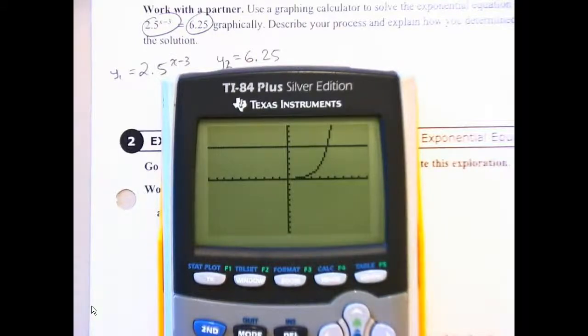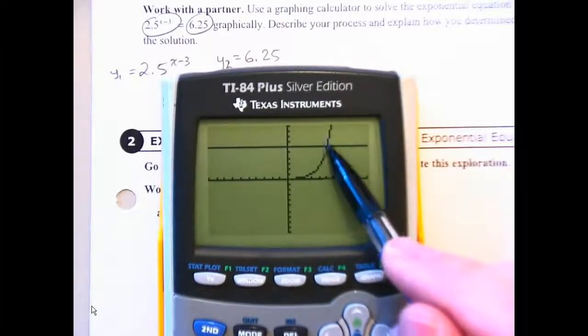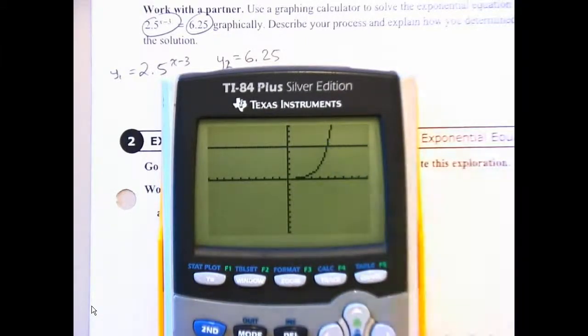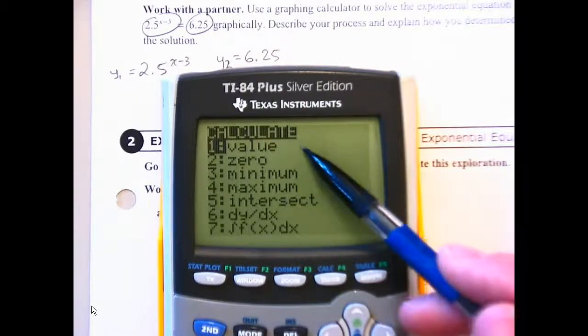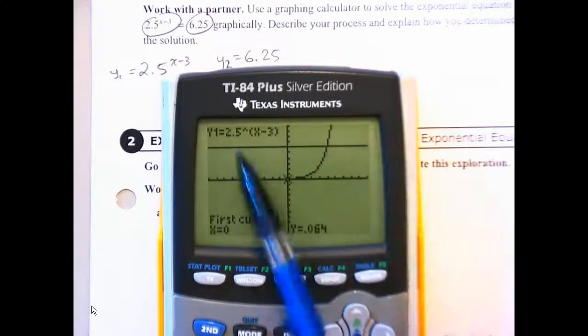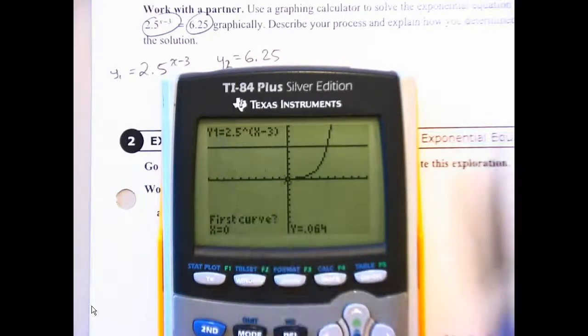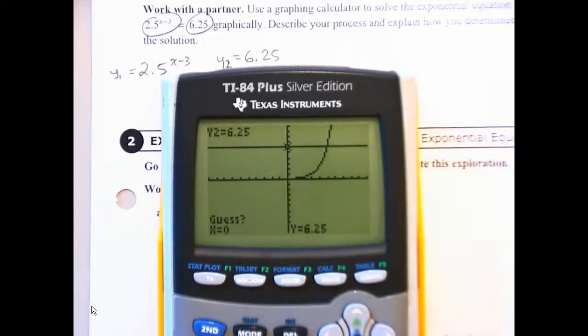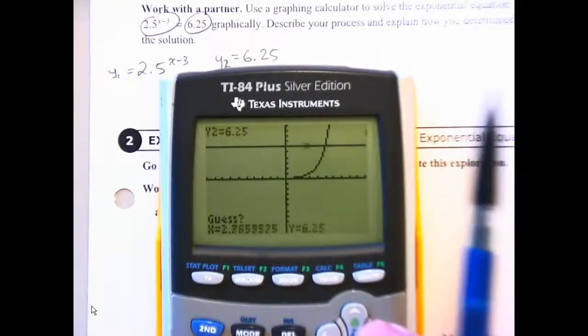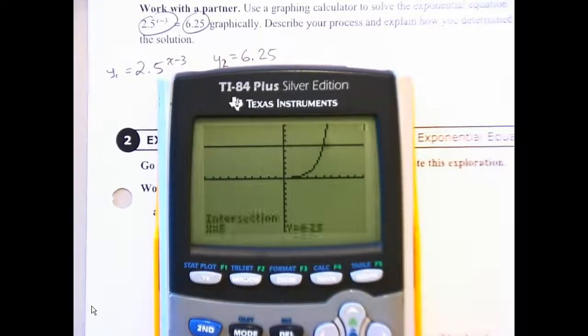Volunteer, where's the solution? Where? Okay, how do we find that? It's where they intersect or cross. So we have to use our calculate key. We're going to go to second, trace, which is calculate, and we're going to calculate number 5, intersect. It's asking which one's your first curve? y sub 1 is my first. Which one's my second? Well, 6.25. And for our guess, you just need to move that cursor as close to that point of intersection as you can.